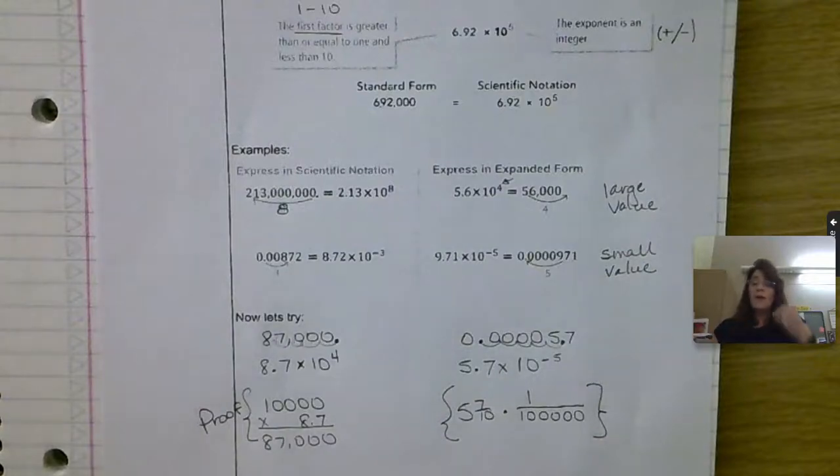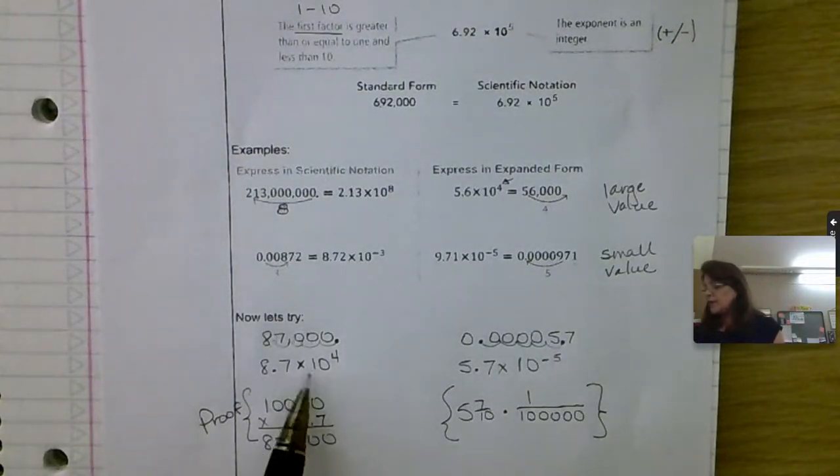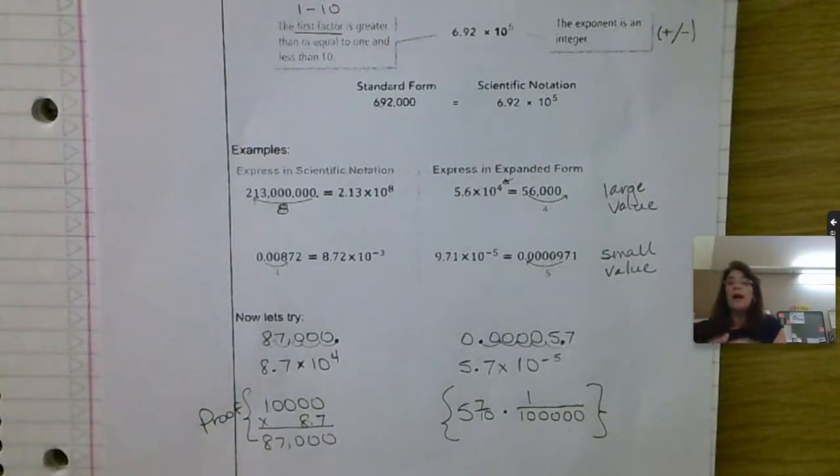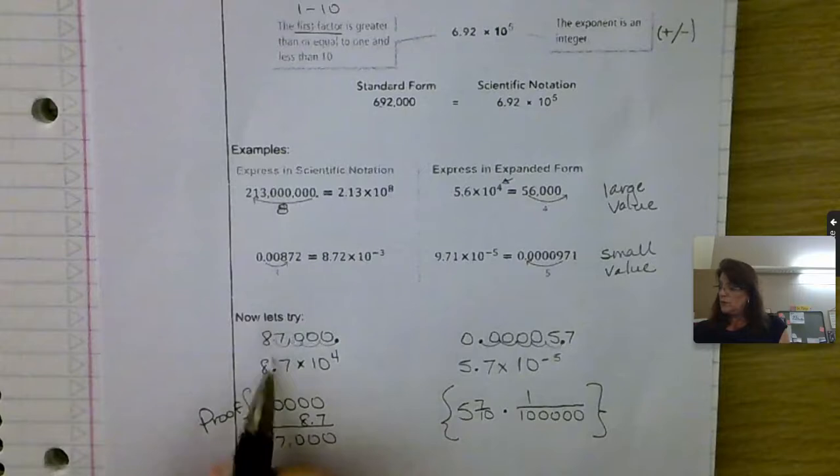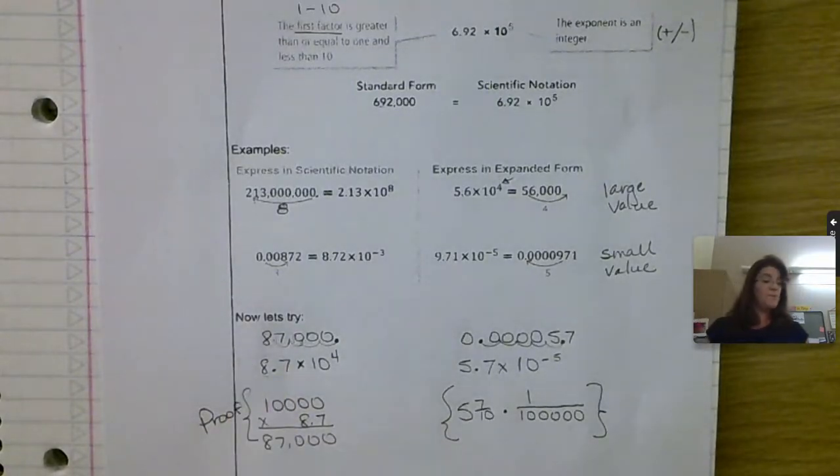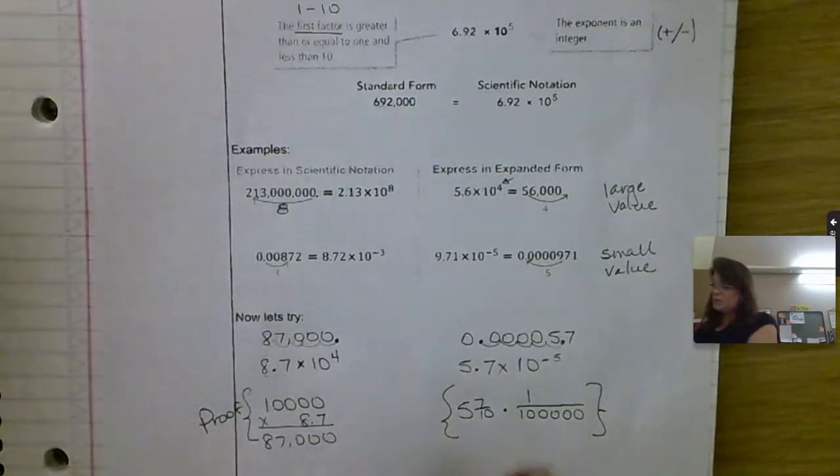So that's where the concept comes from. The doing it is just moving around a decimal. But I want you to understand that what you're actually doing is multiplying or dividing by powers of 10, which is increasing this value as appropriate. So let's look at a couple more examples.